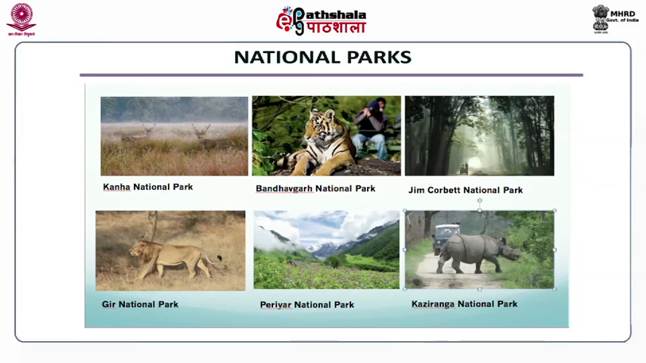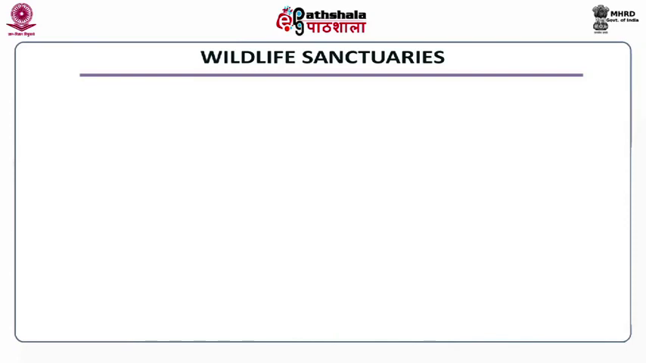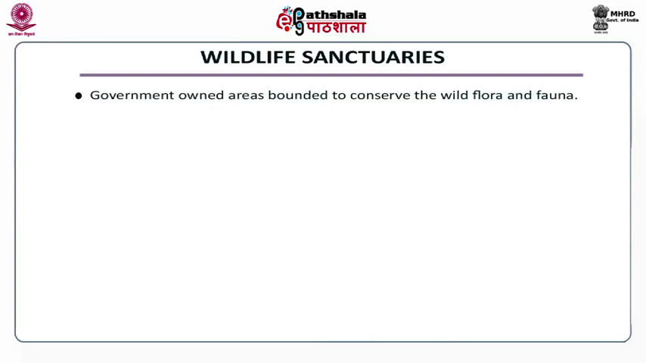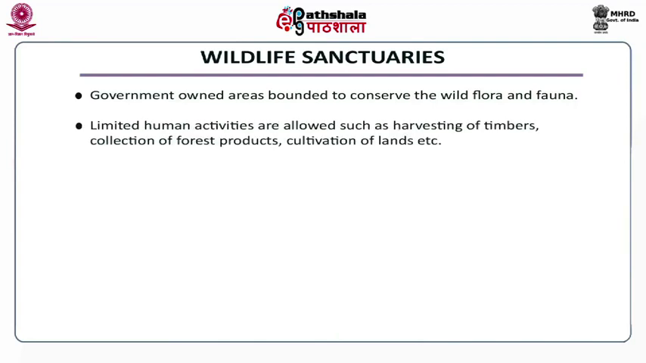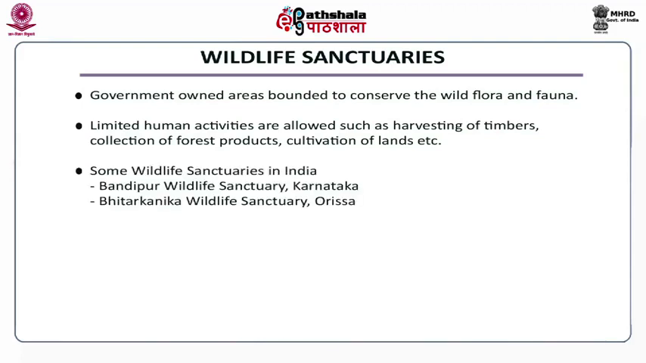The second way of biodiversity conservation in the in situ method is wildlife sanctuaries. These are government owned areas bounded to conserve the wild flora and fauna. Limited human activities are allowed in the wildlife sanctuaries, whereas in case of national parks no activity is allowed. The limited activities which are allowed in the wildlife sanctuaries include harvesting of timber, collection of forest products, cultivation of land, etc.